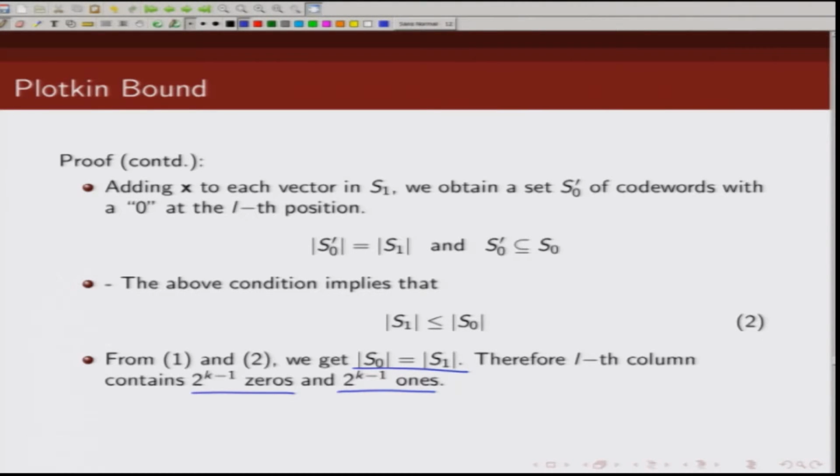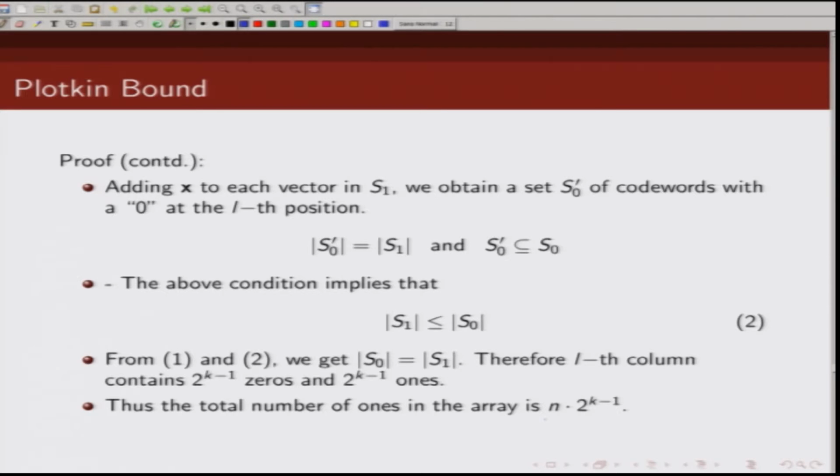And how many such columns are there? We are talking about a code array. So, these are all code words, each one of them is n bit. So, we have a total of n columns and we have 2 raised to power k rows. So, what we have shown is each column will have 2^(k-1) zeros and 2^(k-1) ones, and there are a total of n such columns. So, the total number of ones is how much? n times 2^(k-1).